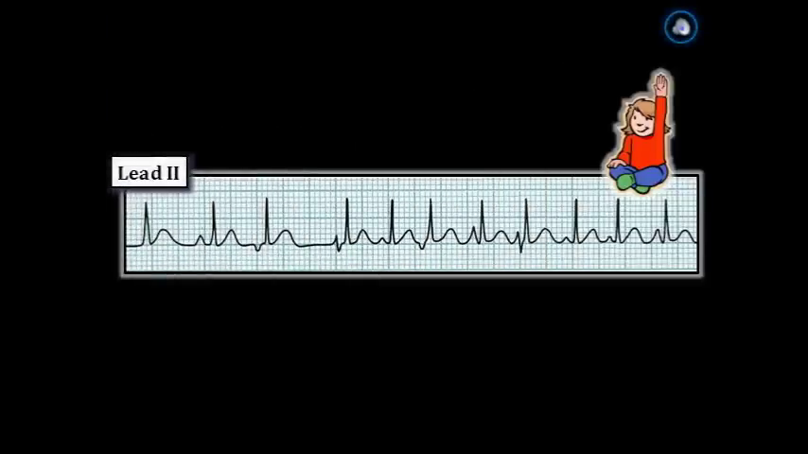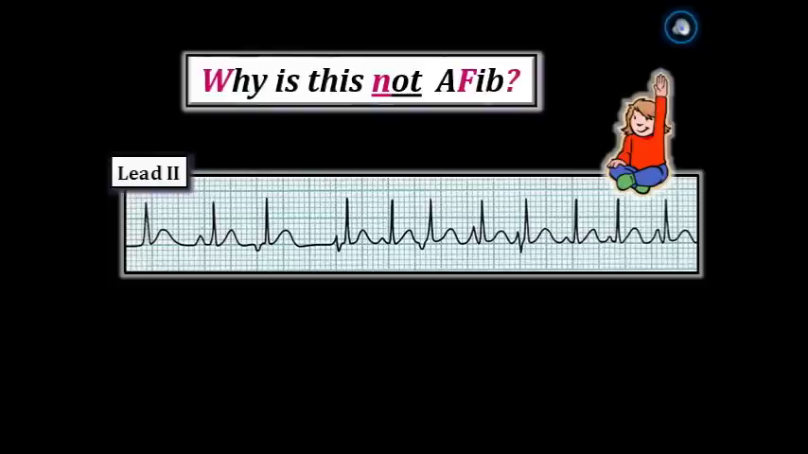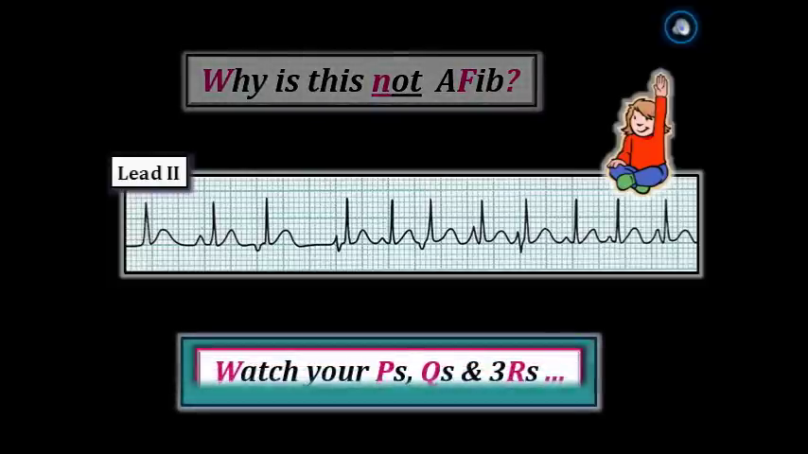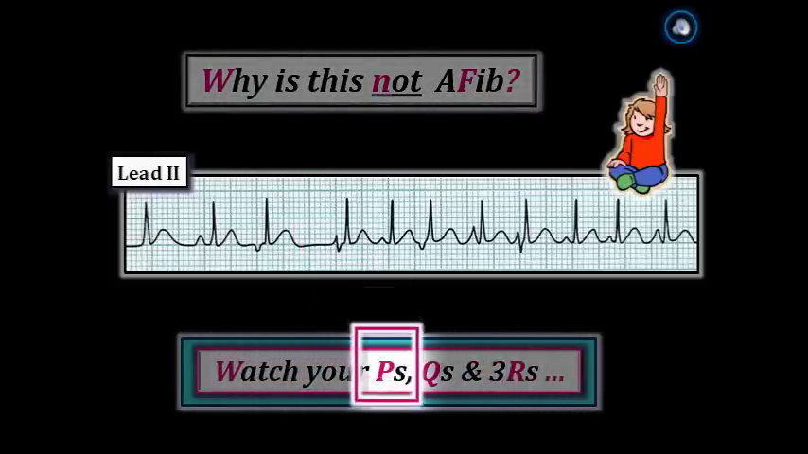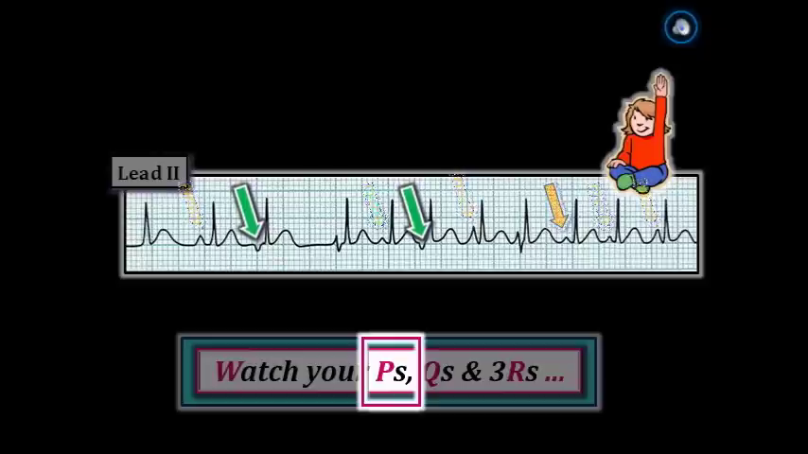So, this supraventricular rhythm is irregular, but despite being irregularly irregular, this rhythm is not AFib. Why not? Once again, the answer resides in the P's, Q's, 3R approach. There are P waves, so this rhythm can't be AFib. And as we look at these P waves, they are all different shapes with different PR intervals, schematically represented here by different colors. Some P waves are positive, some are negative, and some are biphasic.